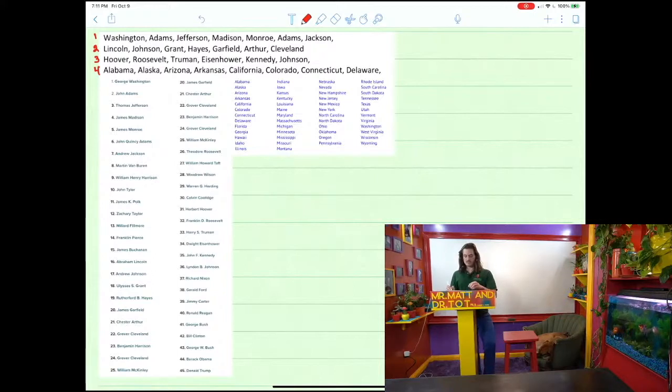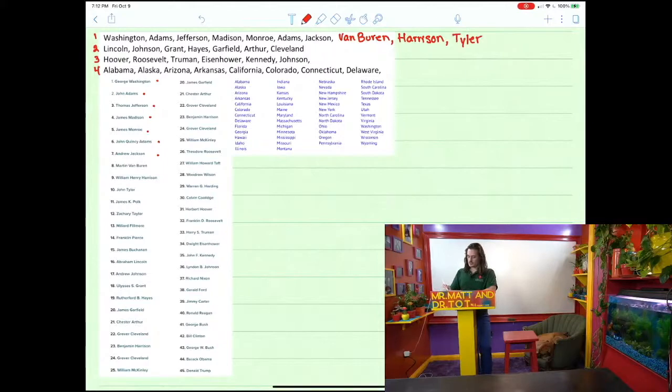Okay, looking at the first list, we have Washington, Adams, Jefferson, Madison, Monroe, Adams, Jackson. Obviously this is going in sequential order of the term of their presidency, and we're not skipping any at all. So the next three terms would be Van Buren, Harrison, and Tyler.